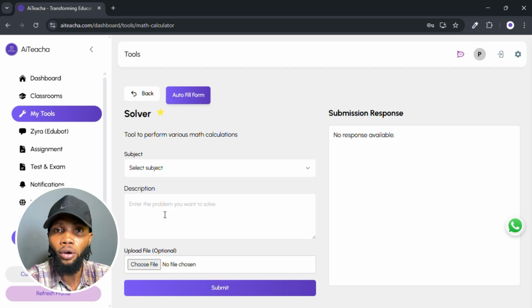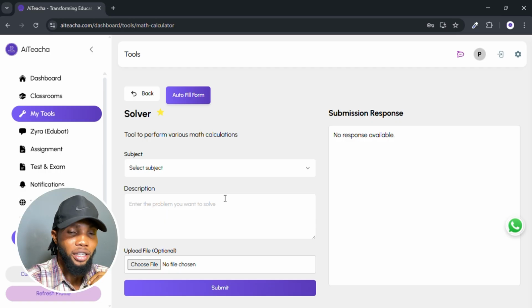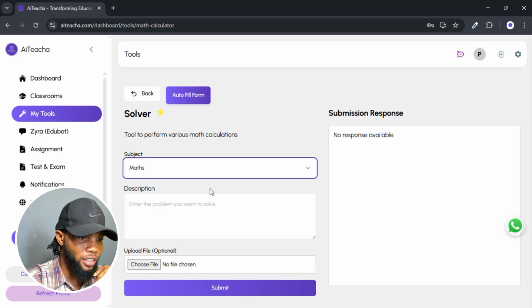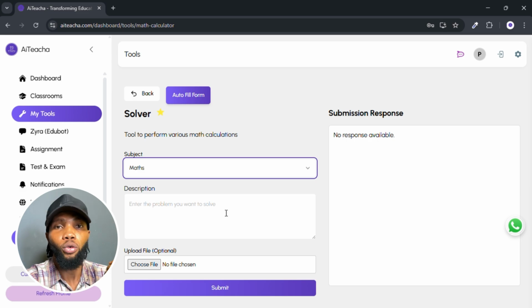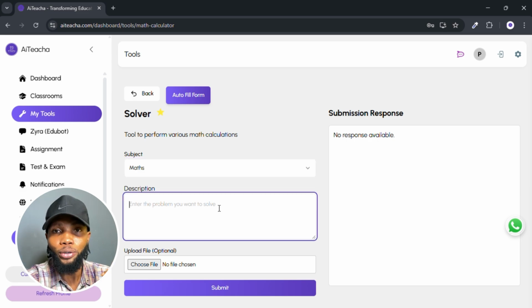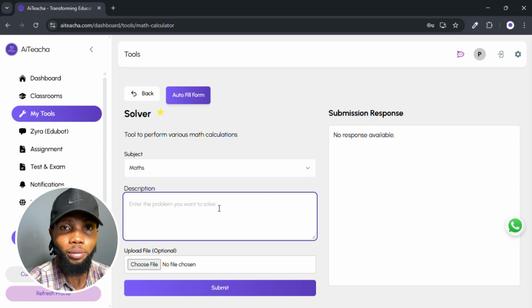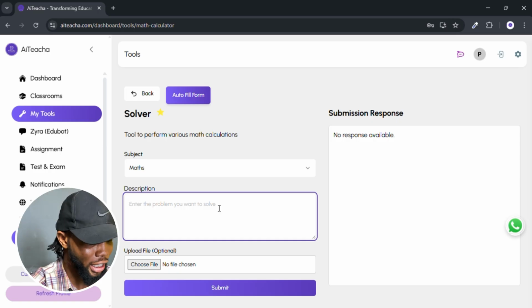You can use it to solve any equations, any mathematical problem, or anything you want to solve. And it's very easy to use. So let's click on the subjects. We are solving maths. Now let's think of a question or something we want to solve. And I bet you it's going to solve it within 30 seconds. So let me just input some words, some numbers so that we can work on that.